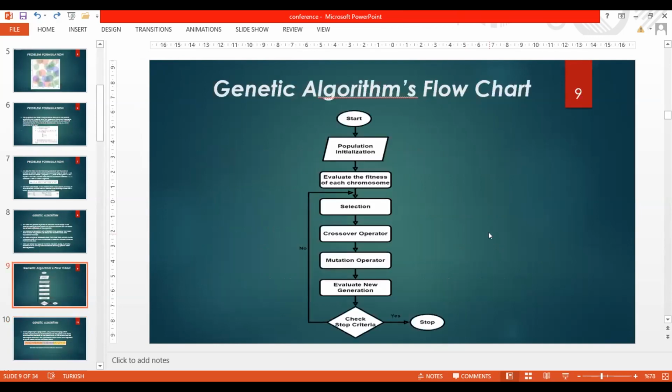Genetic algorithm flow chart. Firstly, we will start, then we will do the population initialization, then evaluate the fitness of each chromosome, then we select the parents, and then we do the crossover operator, and then we do the mutation operator. Lastly, we evaluate the new generation and check the stop criteria: if the current generation is less than the maximum generation or not. If yes, stop. If no, then back to selection.